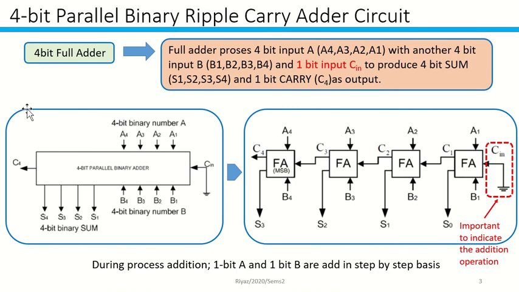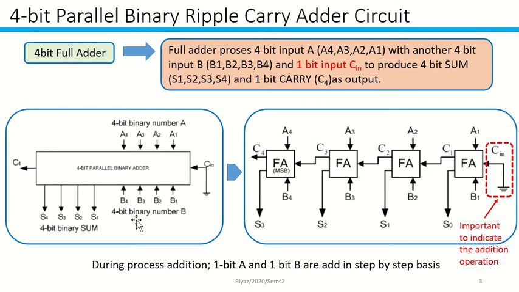So in the 4-bit parallel binary ripple carry adder, the 4-bit full adder processes a 4-bit input A, which is A4, A3, A2, A1, with another 4-bit input B, B1, B2, B3 and B4, and a 1-bit input C in, to produce a 4-bit sum, which is S1, S2, S3 and S4, and a 1-bit carry C4 as output.